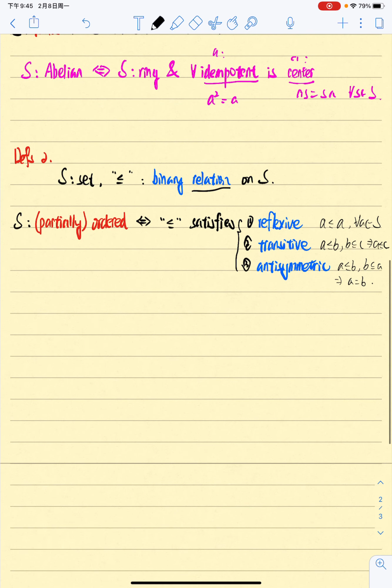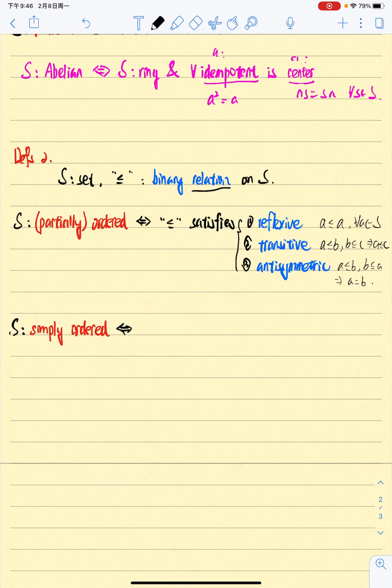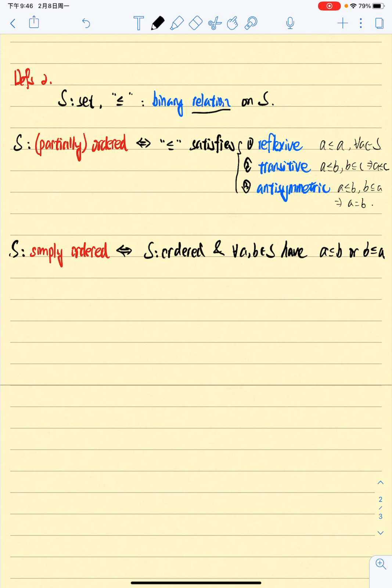And we call S simply ordered if S is ordered and for every two elements the binary relation holds: A smaller than B or B smaller than A. And we call S a semi-lattice.